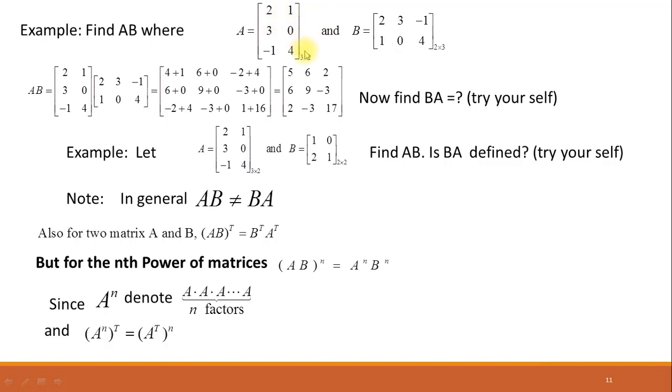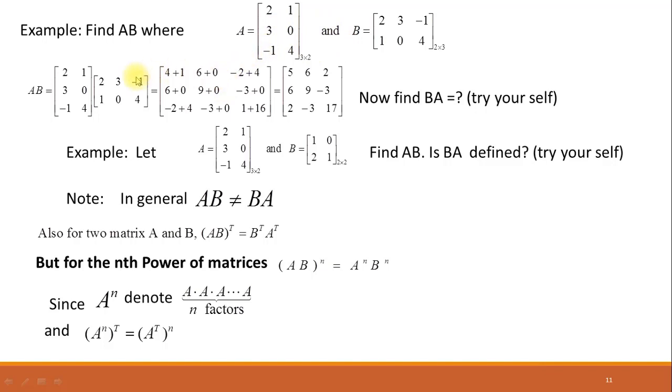Since this matrix has 2 columns and this matrix has 2 rows, the number of columns in matrix A is equal to the number of rows in matrix B. So we can multiply these two matrices. Multiplication of these two matrices is possible. Now how to multiply two matrices.